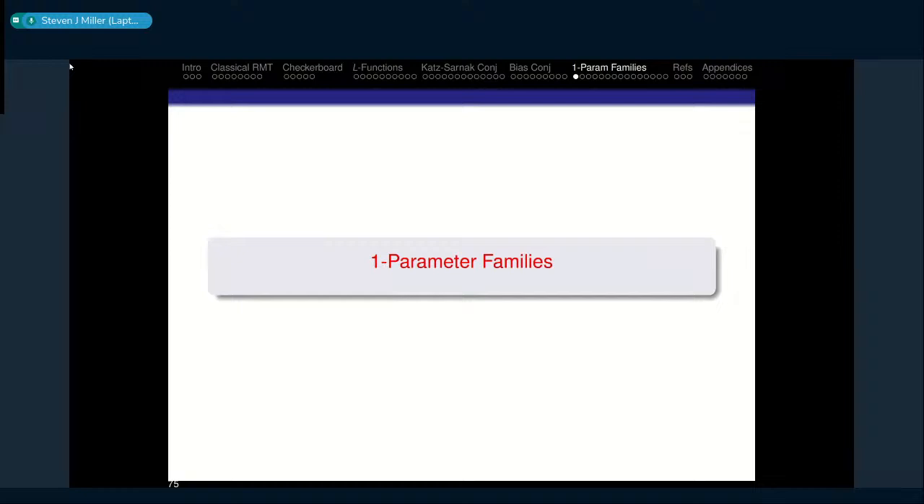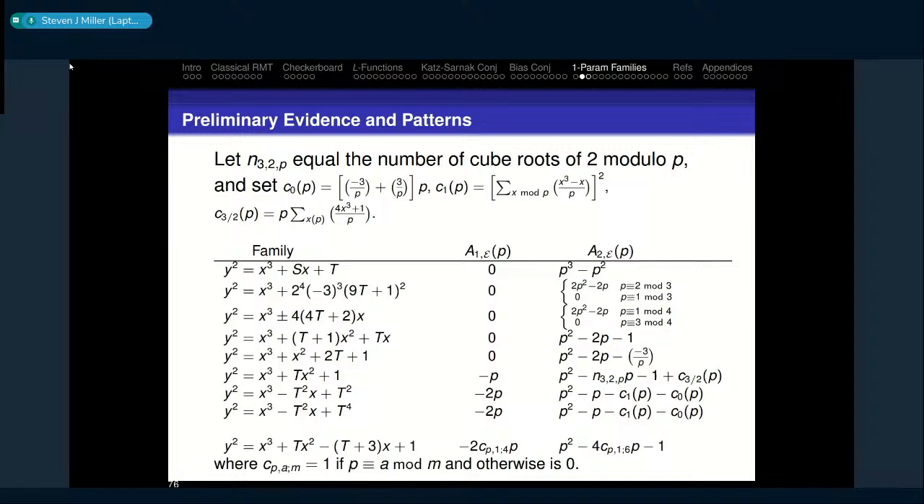Let me end by talking a little bit about some of the one-parameter families in the bias and where I think machine learning has a big role to play. Below is a collection of families I looked at in the first moment and the second moment. All of these families satisfy Tate's conjecture, and Michel's theorem is applicable. The first has rank 0, the next has rank 1, the next two have rank 2. N_{3,2}(p) is the number of cube roots of 2 mod p.